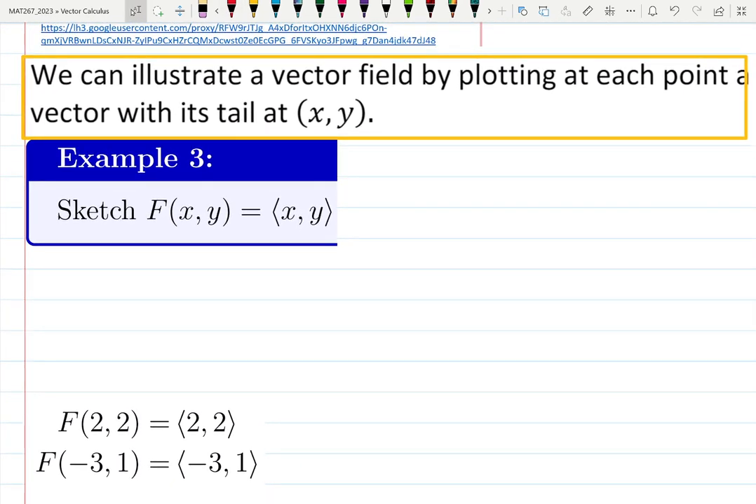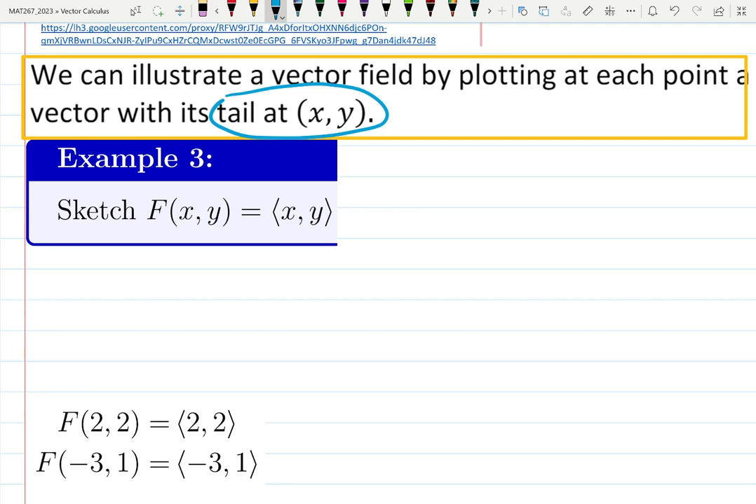We can illustrate a vector field by plotting each point of a vector with its tail. So the tail is at the point x, y. For example, sketch f of x, y equals x, y. You will be struggling with this homework. It has like only 7 problems, but they're all graphs. And I know you don't like it. It comes with some visualization though.